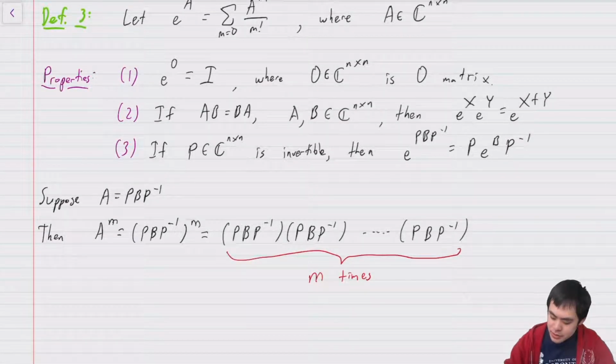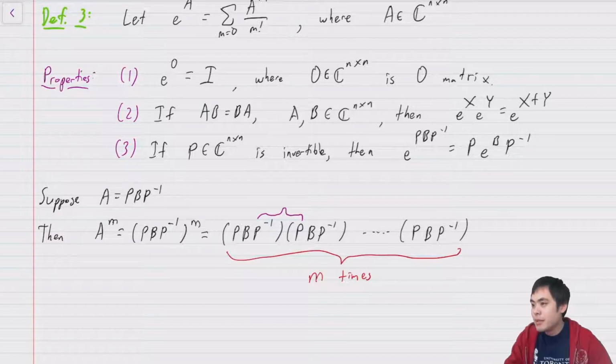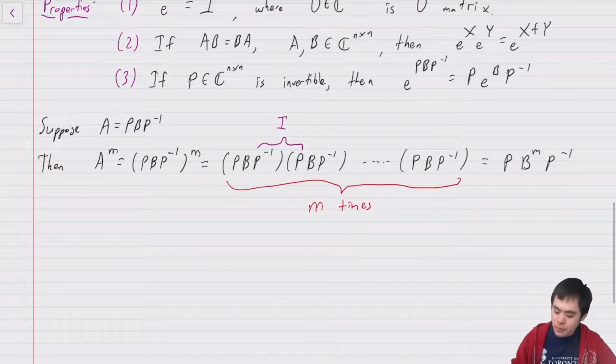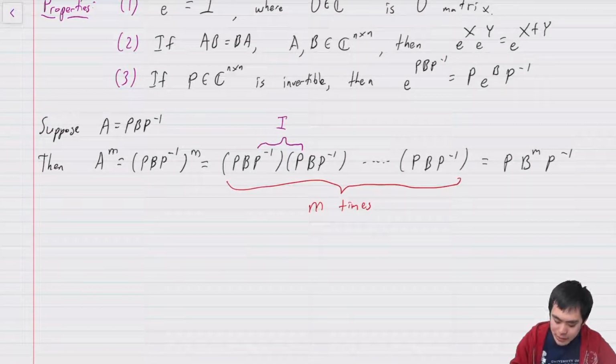And one of the things you'll notice is that P inverse times P appears repeatedly, and each of these is just equal to the identity because P is an invertible matrix. And so this entire thing is just equal to P B to the M P inverse. And so we can use that identity and substitute that into the Taylor series.